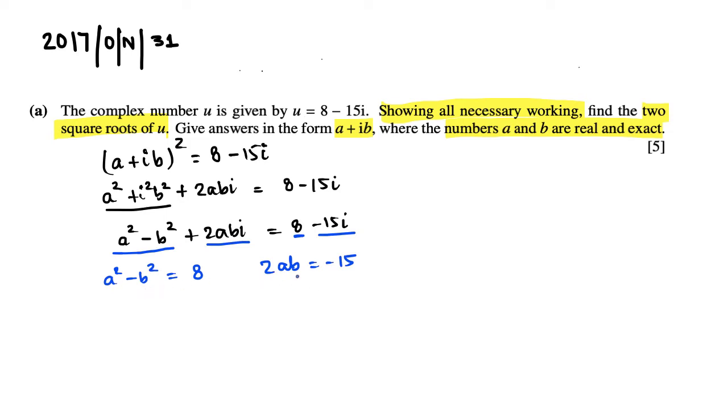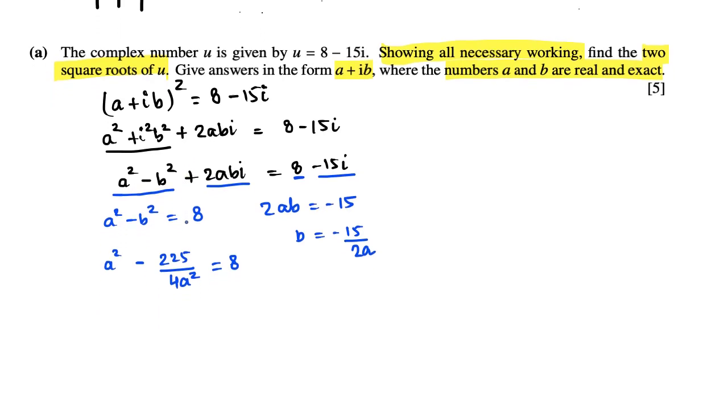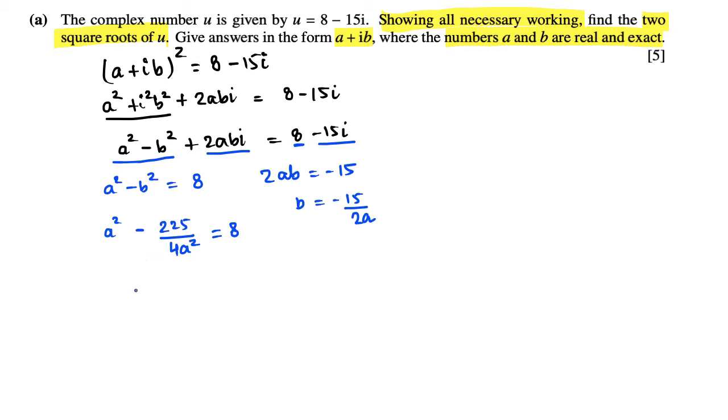I will calculate the value of b from the second equation and substitute it in the first. So b equals negative 15 divided by 2a. Let's substitute this value over here. We'll get a square minus 225 divided by 4a square equals 8. Next, I will multiply the whole equation by 4a square. This can be written as 4a to the power 4 minus 225 equals 32a square. Taking all the values to one side, we write 4a to the power 4 minus 32a square minus 225 equals 0.